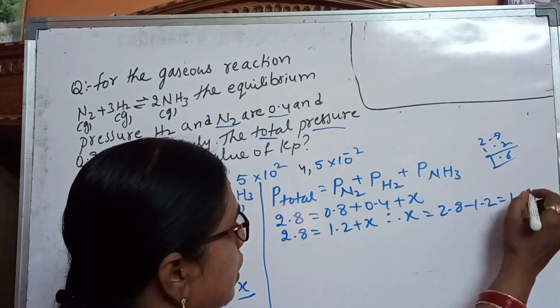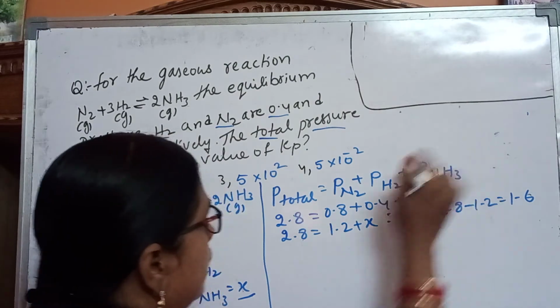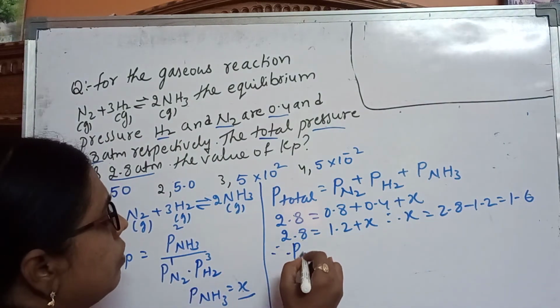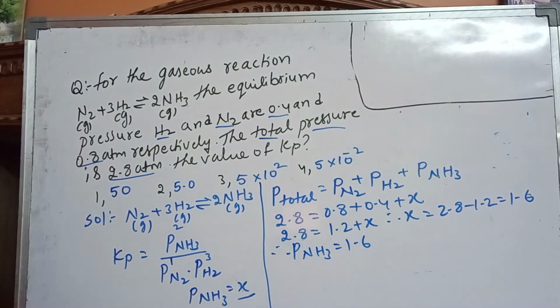1.6. How much do we get here? 1.6 means the partial pressure of ammonia is 1.6. Then we substitute all the values in this equation to get Kp, isn't it?